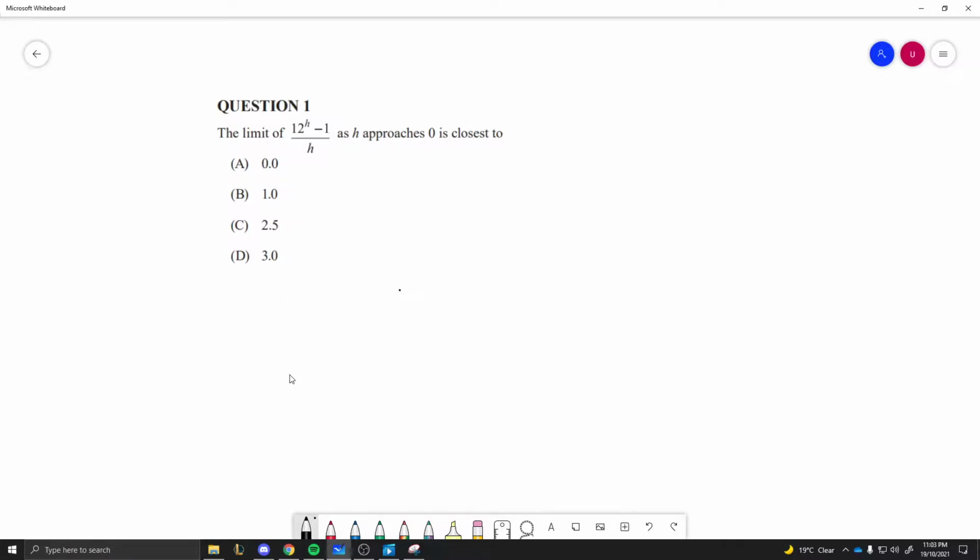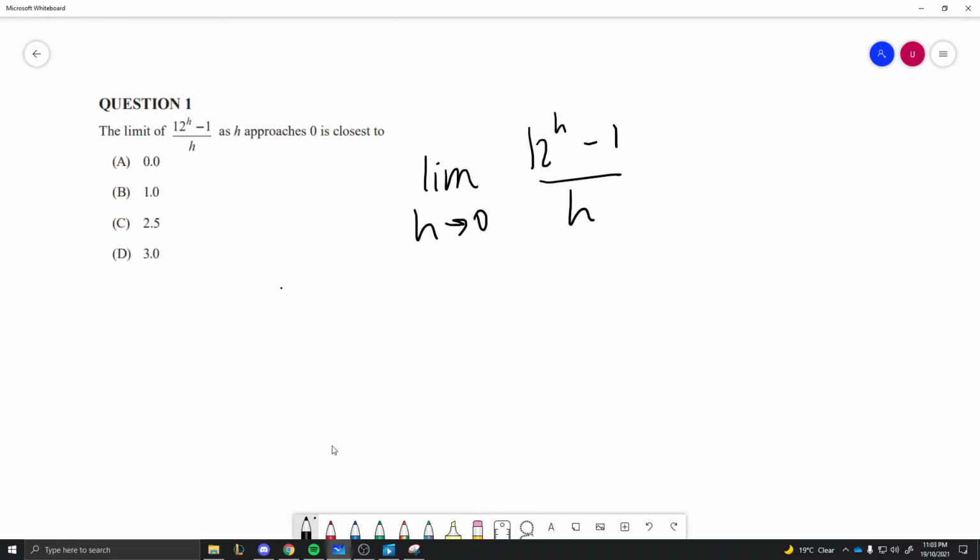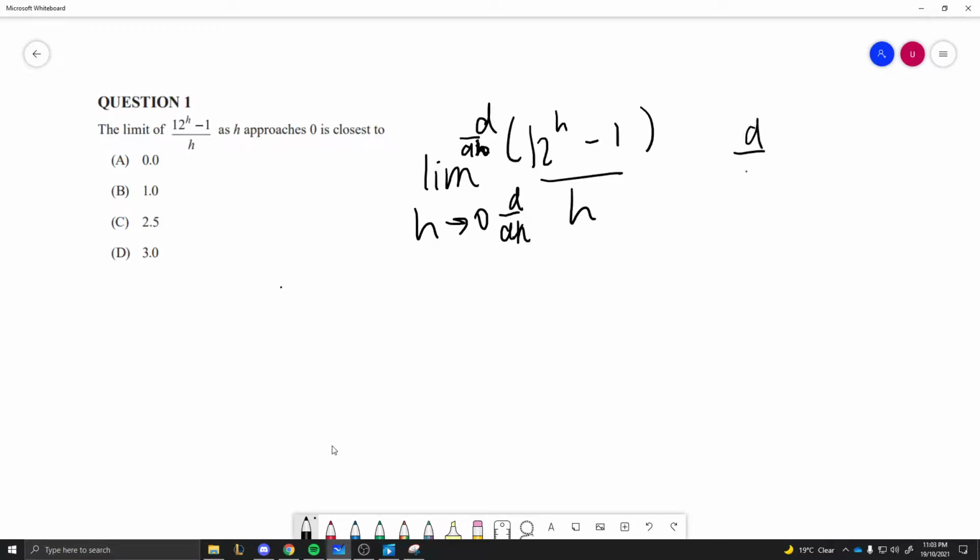But if we do this, so (12^h minus 1) over h. So this limit as h approaches 0, as it says in the question, of 12^h minus 1 over h. Let's just use L'Hopital's rule, so we can take the differential of the top and the bottom, d over dh, because we don't have any x, we have h. So the d on dh of 12^h minus 1, your 1 is going to disappear, and then you're going to have the 12^h, but the differential of 12^h is just ln 12 multiplied by the exact same thing, 12^h. So just natural log of the base times the same function.